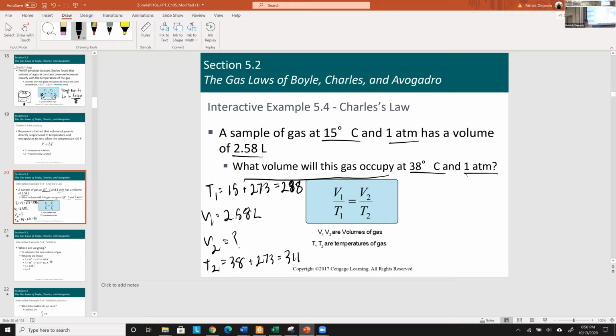Okay. So who can tell me, is V2 going to be greater or less than V1? Good. Why? Good. Exactly. It's going to be higher than V1 because the temperature is increasing from 288 to 311. That means it's going to get hotter. There's going to be more molecular movement. The piston is going to expand more if the pressure is held constant.